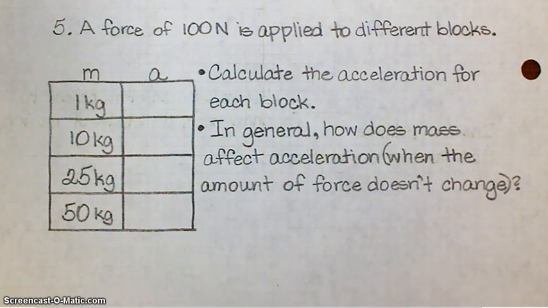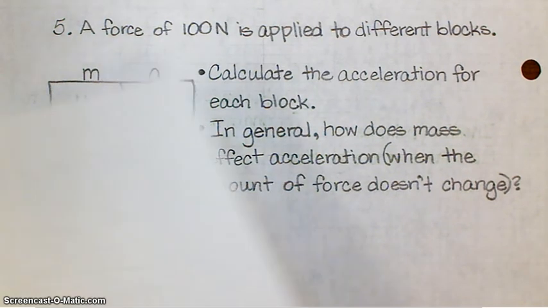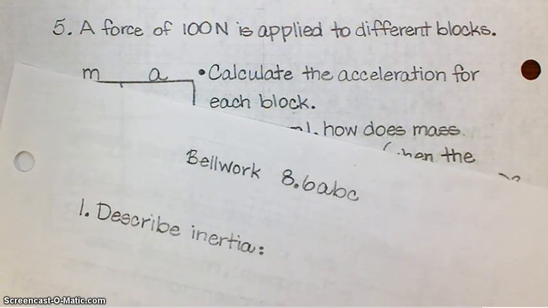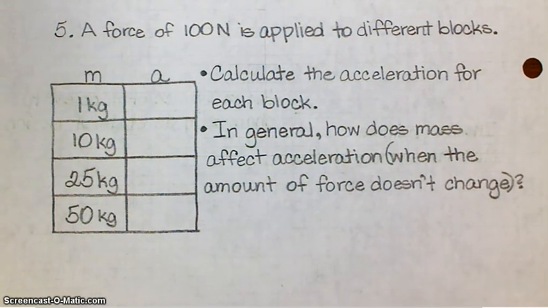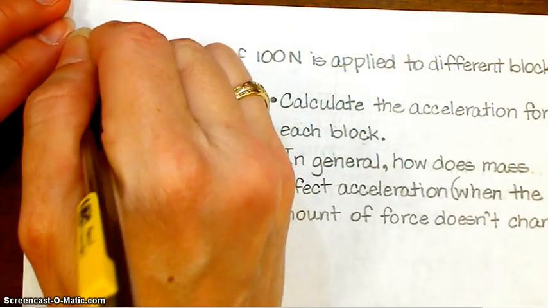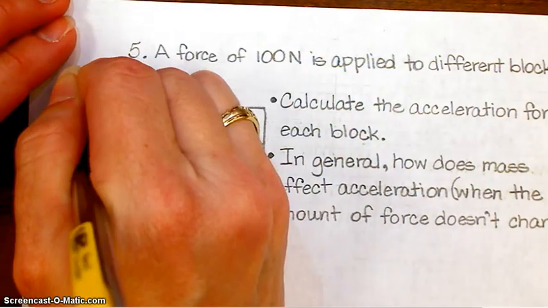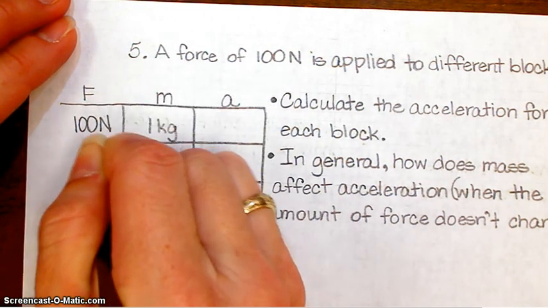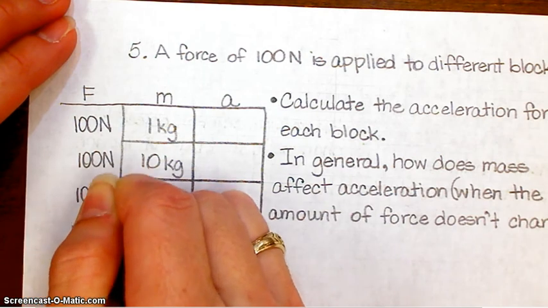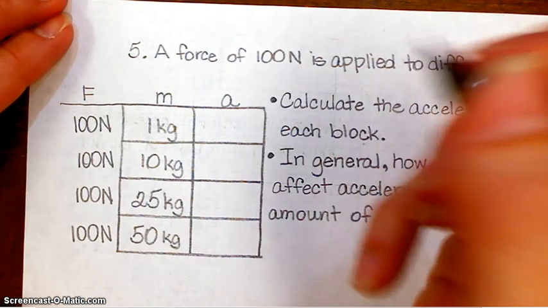All right, this is the backside of the Bellwork that we're calling Bellwork 8.6. Number 5 says a force of 100 newtons is applied to different blocks. Calculate the acceleration for each block, and in general, how does mass affect acceleration when the amount of force doesn't change? Okay, so the force is going to be the same for each one of these situations. And we're going to assume that that's net force, obviously.